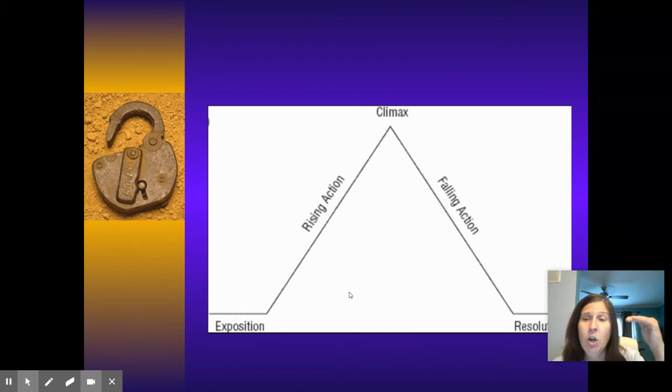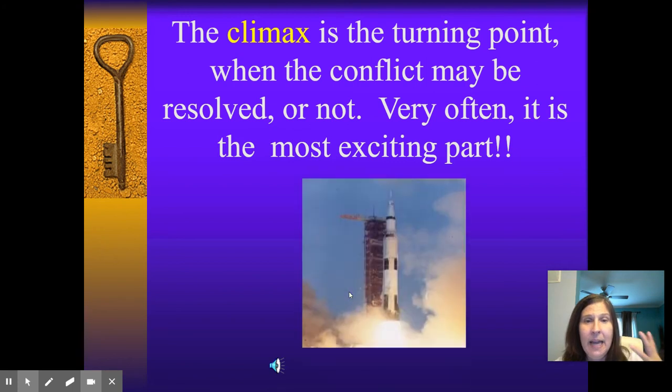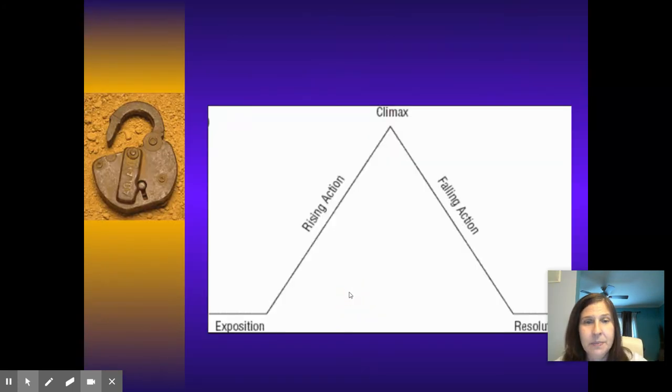And then we start to go up the rising action, up that side of the mountain. The rising action leads us up to the climax. And the climax is the turning point. Is the conflict going to be solved? Is it going to change? It's usually a very exciting point. We're waiting to find out what happens next. But that is the climax.